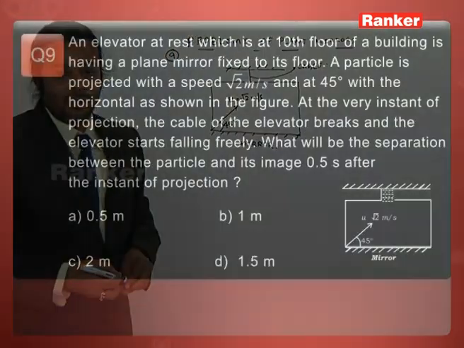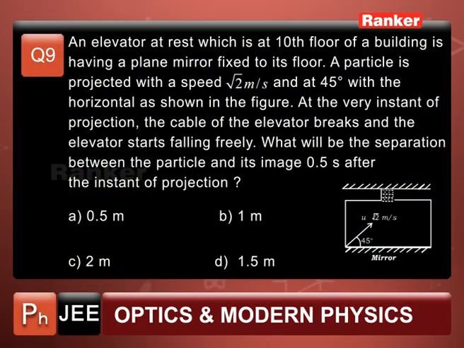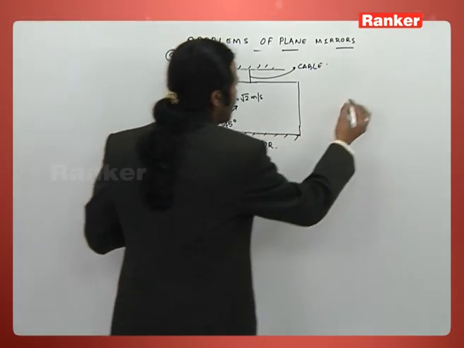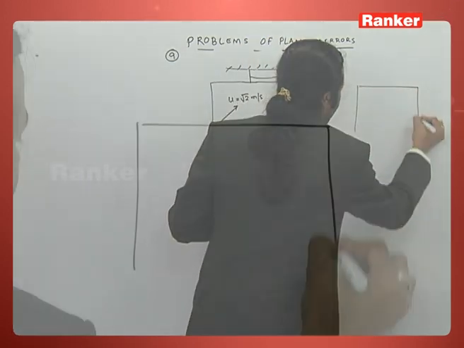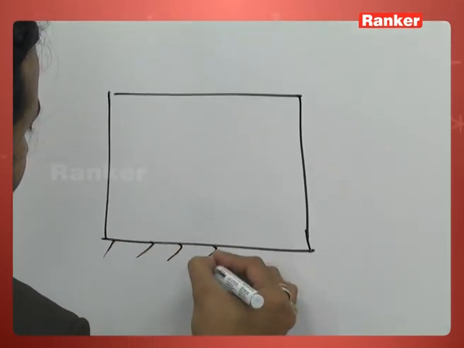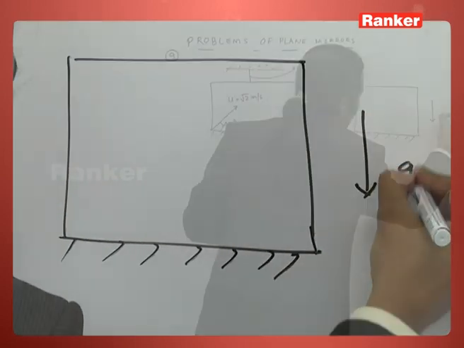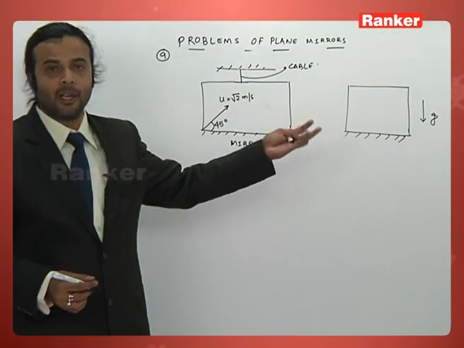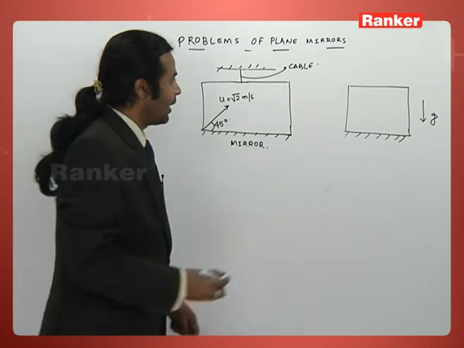At the very instant of projection, the cable of the elevator breaks and the elevator starts falling freely. What will be the separation between the particle and its image 0.5 seconds after the instant of projection? Now the cable has broken. The system is like this, falling freely.